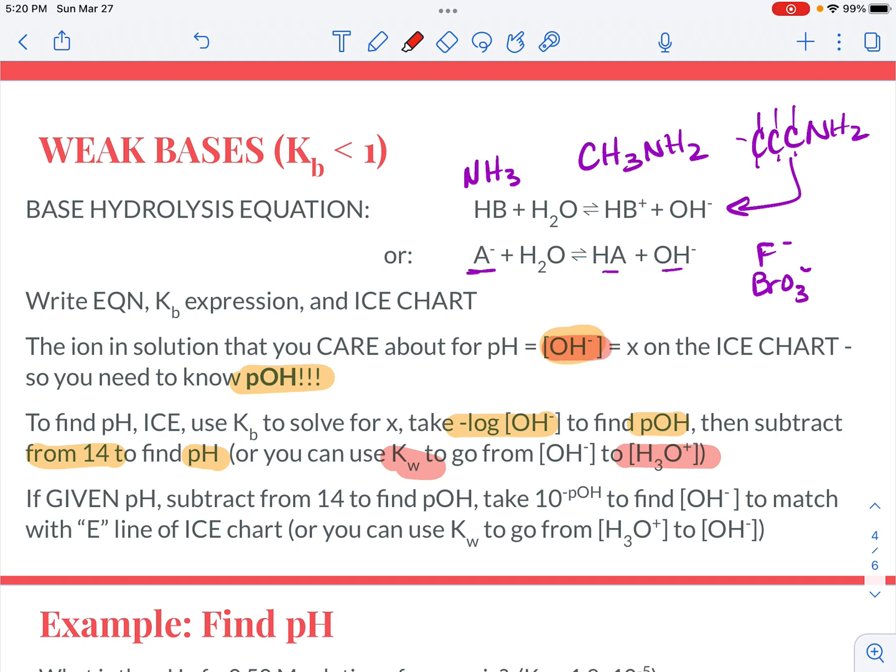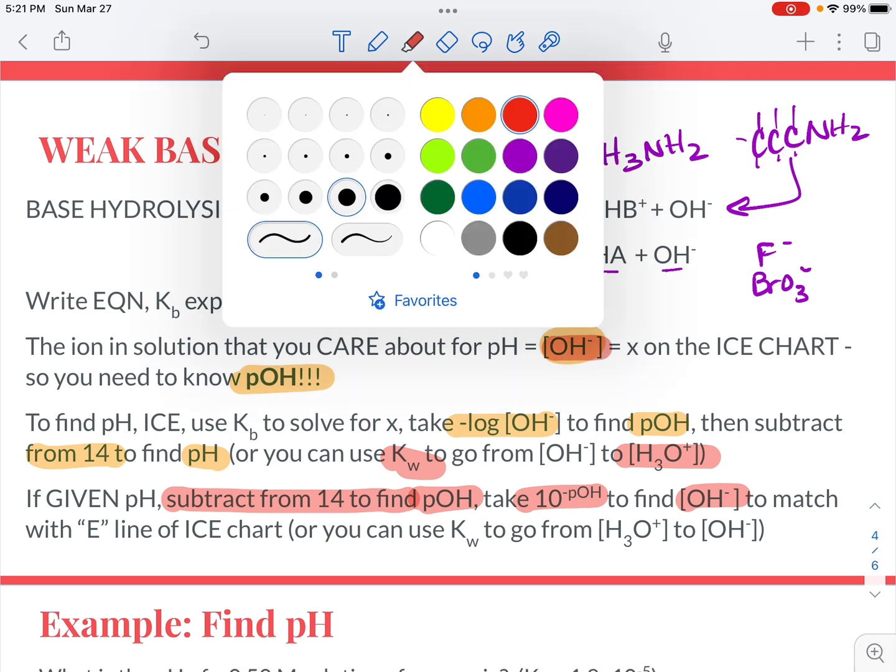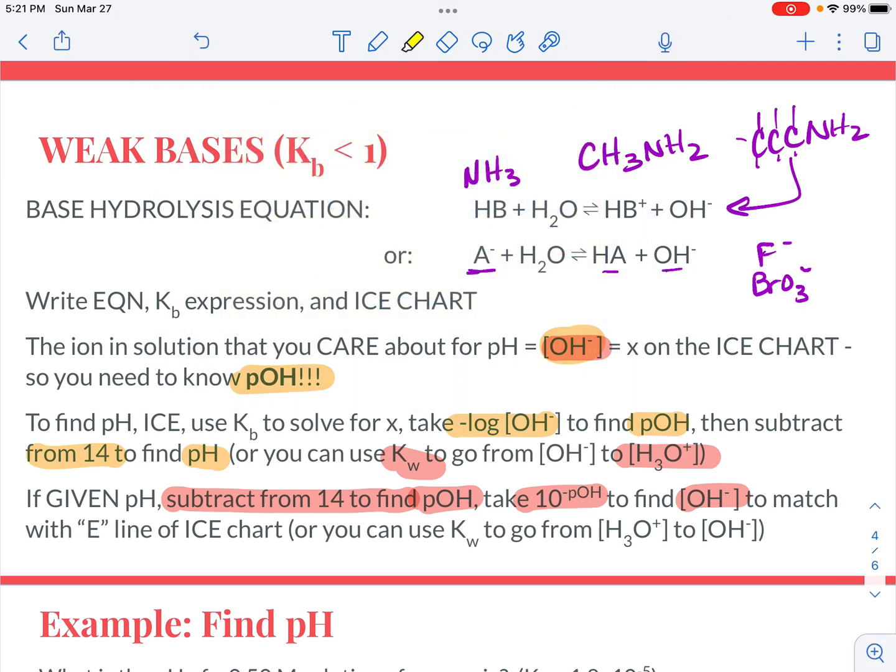You can also do the same if you're given the pH. This is so that you can figure out what X is to solve for Kb. And if that's the case, you have to remember that you have to find pOH before you can match it to the OH minus in your equilibrium line, which would be your X. So often I will subtract from 14 to find pOH and then do 10 to the negative pOH, but you could also use your pH to go to H3O plus, and use Kw to go from H3O plus to OH minus.